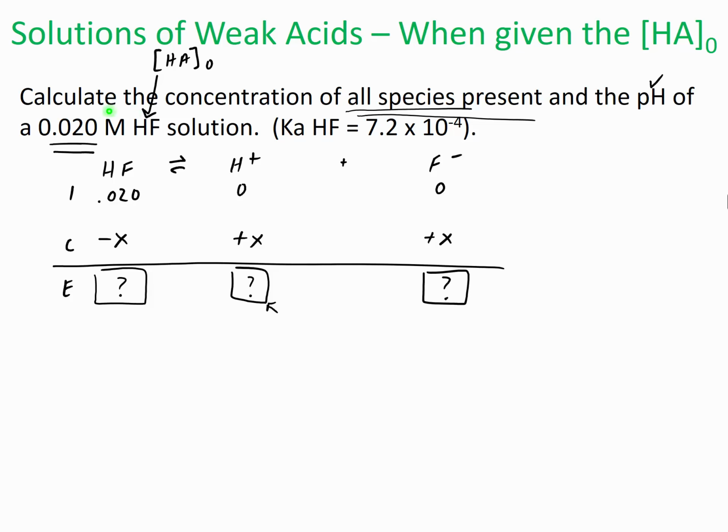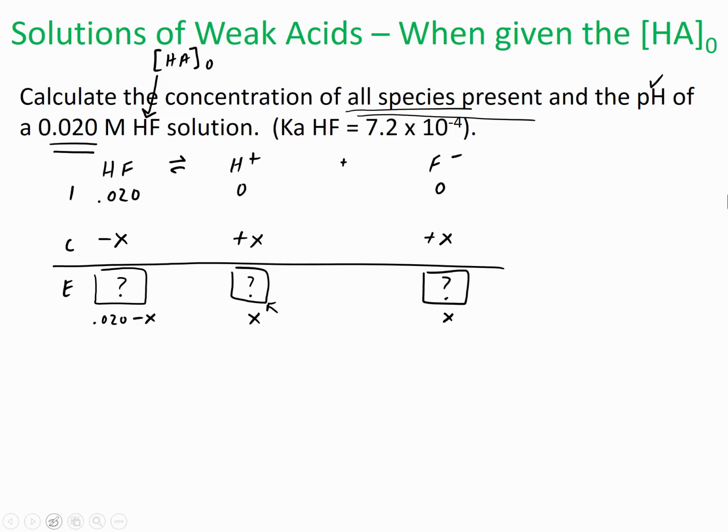The other thing to consider is this right here. This is actually pretty small. This is much less than 1. So when you have this combination where the initial concentration is low and the Ka is sort of big, then we're most likely not going to be able to use the assumption rule to get these numbers. So this is going to be 0.020 minus X. This will be X, and this will be X.